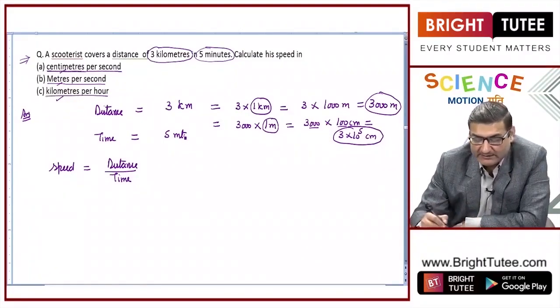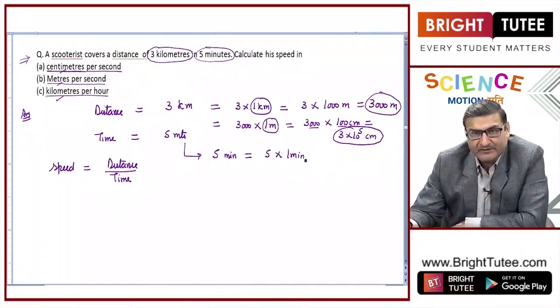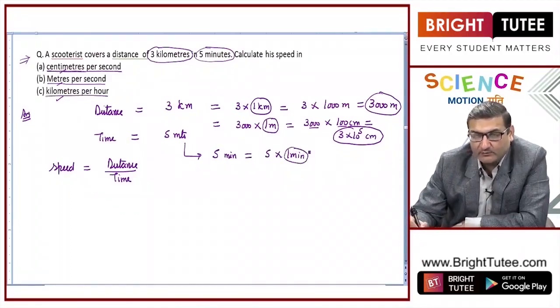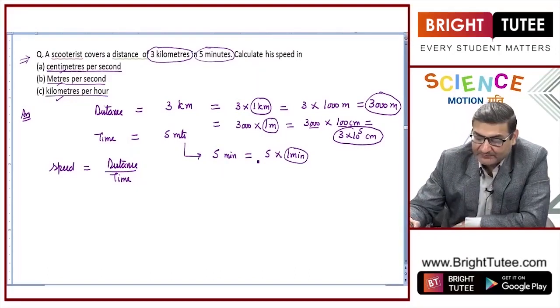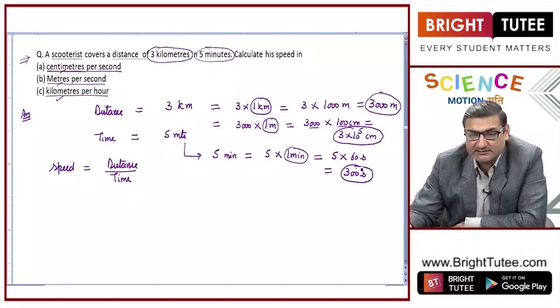So what I will do is I will convert it into seconds and hours. Our value given is 5 minutes. What I can do is write it as 5 into 1 minute, converting minute into seconds first, right? So rather than writing 1 minute, I can write 5 into 60 seconds, which comes out to be 300 seconds. So this is our time in seconds.